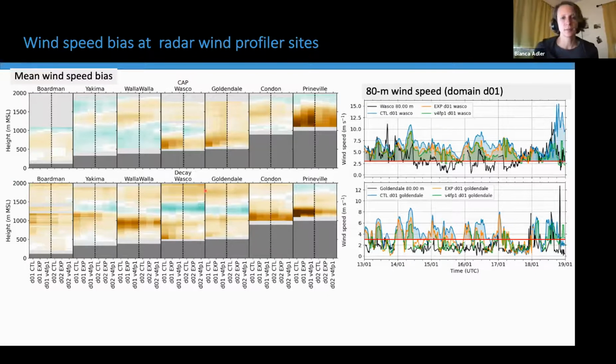So these are time series of 80-meter wind observed in black, and then different model configurations in color. And the red horizontal line indicates the cut-in wind speed of a wind turbine. And you can see that during the cold pool period, we oftentimes observed wind speed below this cut-in wind speed. However, the model wind speed was usually above this 3 meters per second. But we can also see that when going to the newer model versions, this overestimation of wind speed got better, especially here for Golden Dale in the lower plot.